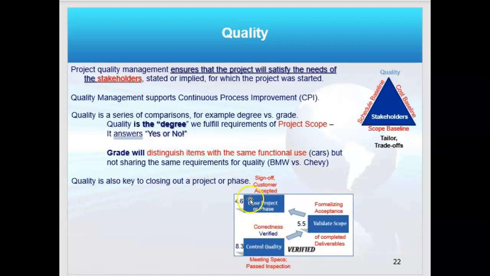And so before I close out a project, which is process 4.6, I will do quality control internally with my team first. Then, once it meets all what I think is quality according to the documents, I will go over to validate scope with the customer. Once they sign it off, then I'm ready to close project or phase.